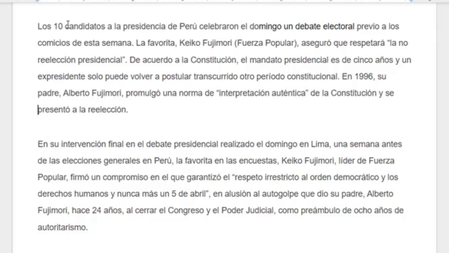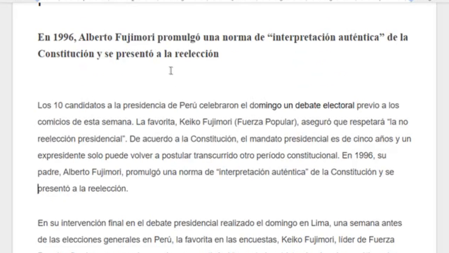So, los 10 candidatos, the 10 candidates, a la presidencia, for the presidency, and again, a la presidencia is for the presidency. We can just tell by context. So, presentó a la reelección, a means for there, but the isn't really being said in English. He presented himself for re-election. Here, the la is being used.